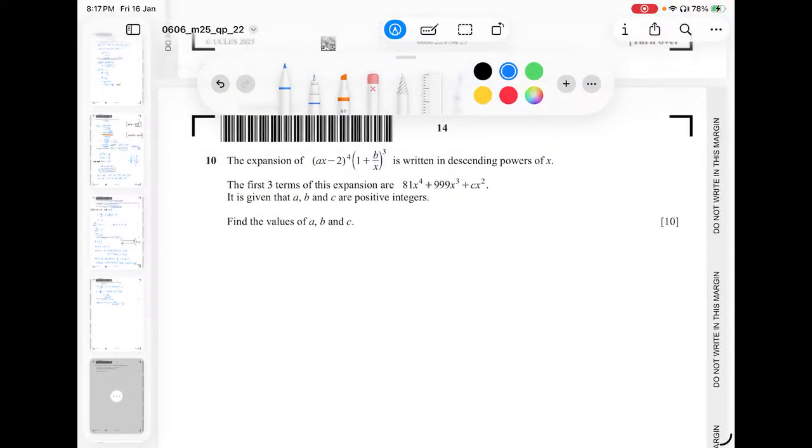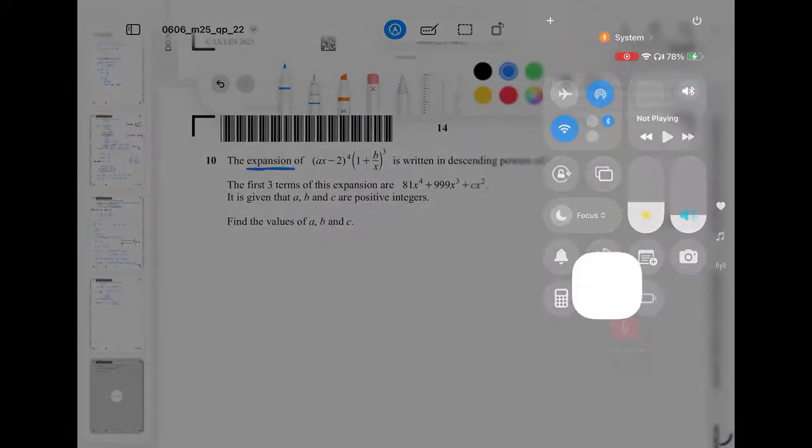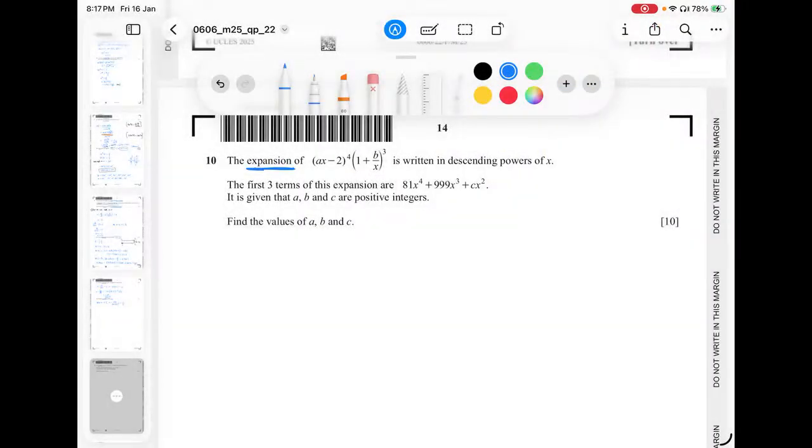So 2 more questions left. Let's just finish it off. The expansion of this expression is written in descending powers of x. The first 3 terms are given. Find the values of a, b, and c.